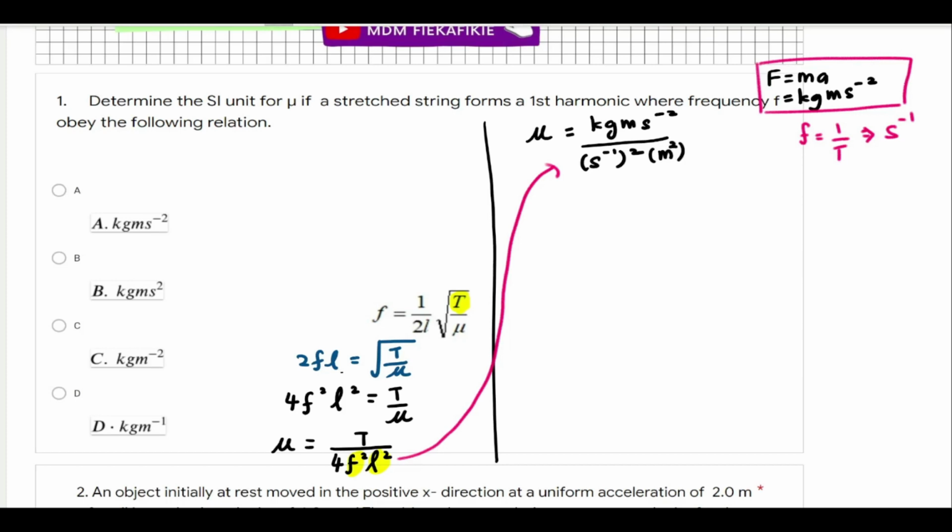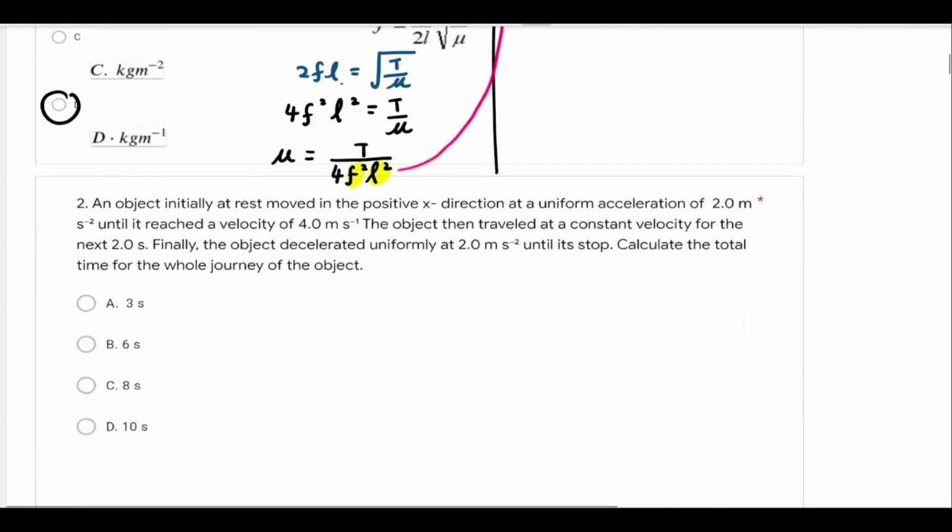Okay, so apa yang kita boleh cancel? M kita boleh cancel, S negative 1 squared kita boleh cancel dengan S negative 2. So finally the unit for mu, you akan dapat kg per m, or you can write as kg per meter. Okay, so the answer is D. Okay, good. And then next question, which is question number 2.